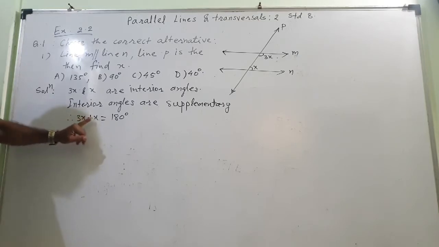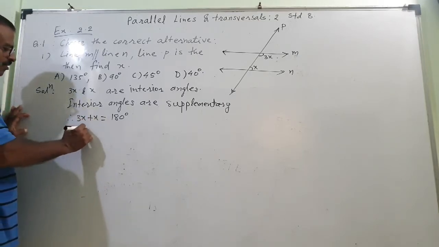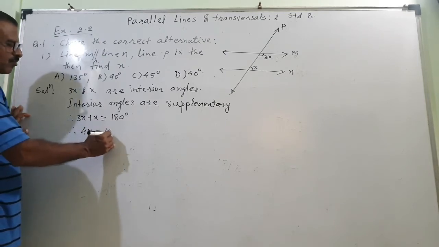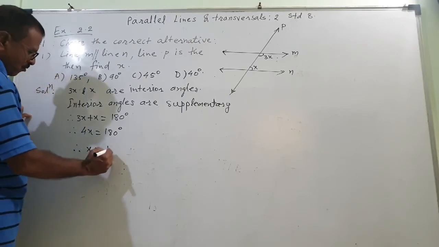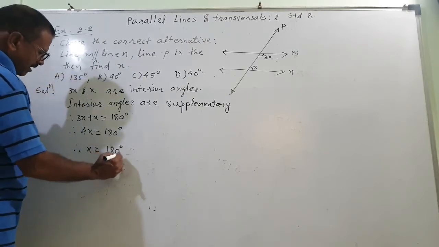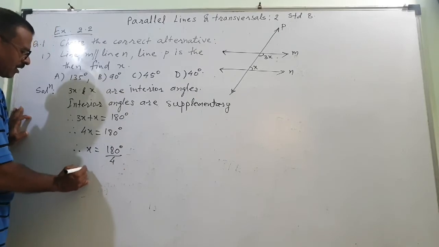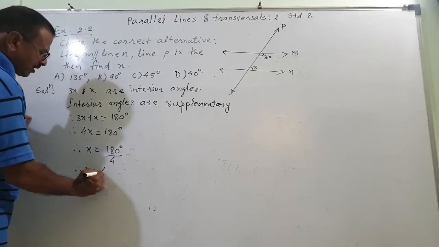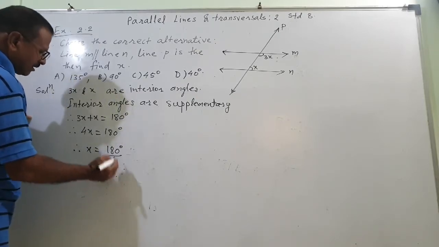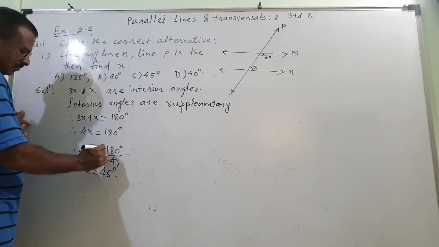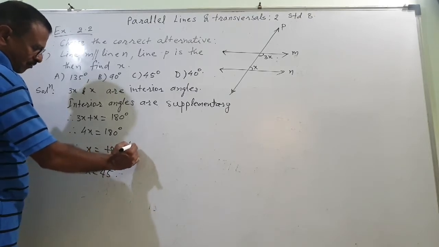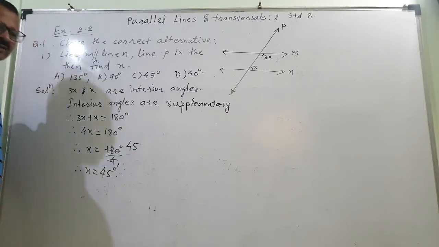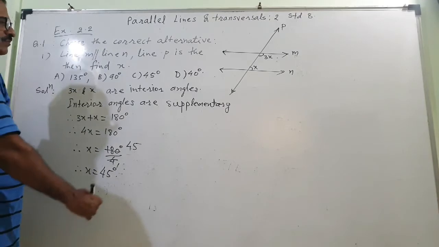3x plus 1x is 4x. Therefore, 4x is equal to 180 degree. Therefore, x is equal to 180 degree divided by 4. Therefore, x is equal to 45 degree. The division: 4 1s are 4, 4 4s are 16, remains 2, 4 5s are 20. So this way the value is 45 degree.